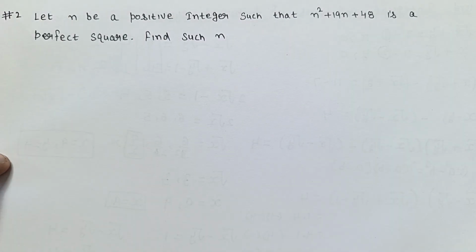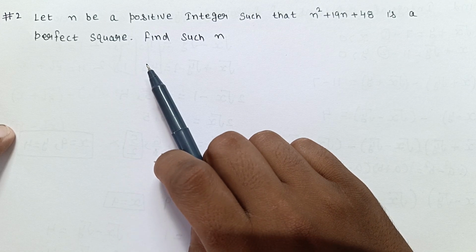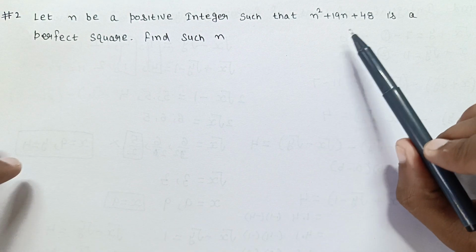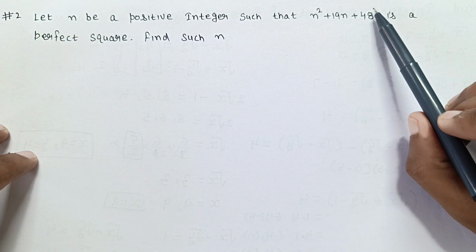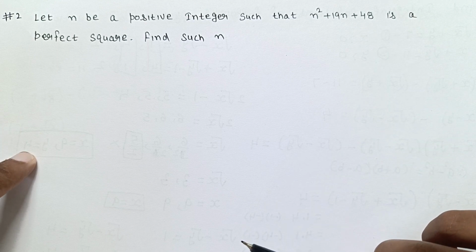So today we will do a very interesting question. The question is: let n be a positive integer such that n square plus 19n plus 48 is a perfect square. This means we have to find such n for which this term becomes a perfect square.